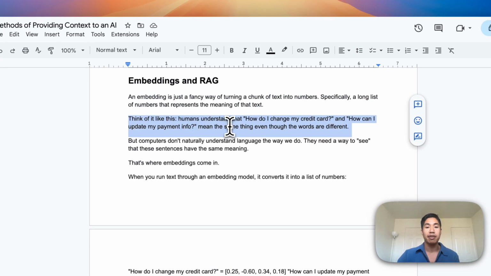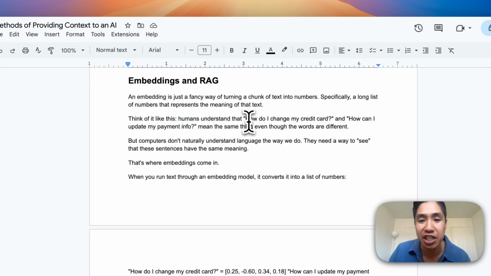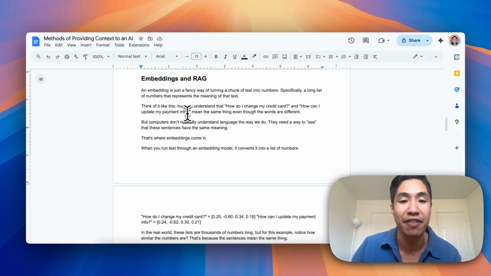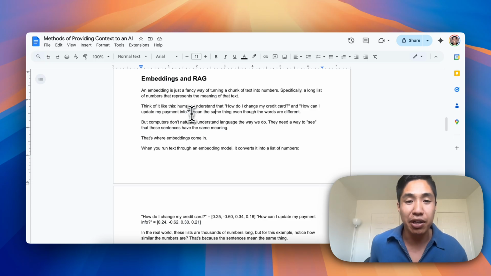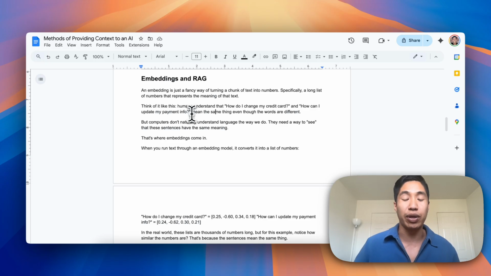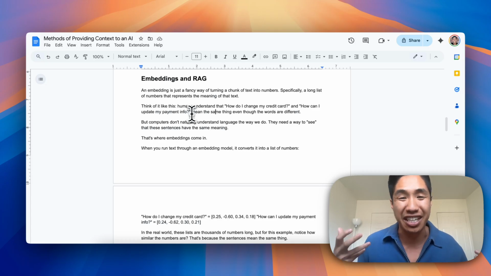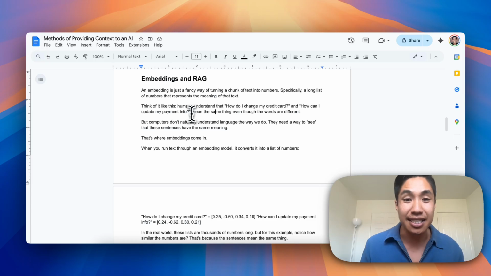So think of it like this. Humans understand that "how do I change my credit card" and "how can I update my payment info" mean similar things, right? Even though the words are different, they do, in essence, mean very similar things. But computers don't naturally understand that the way we do. They don't really understand language. If you did keyword matching, it's not going to work, right? They need to see that these sentences have the same meaning, and that's where embeddings come in.